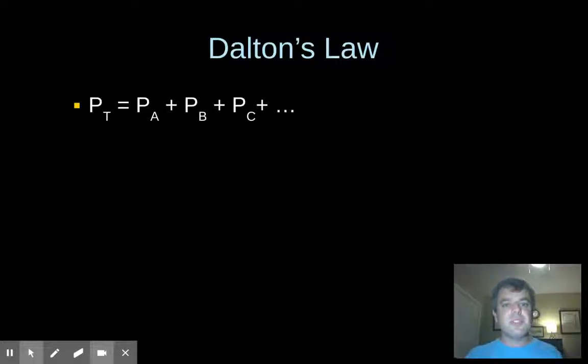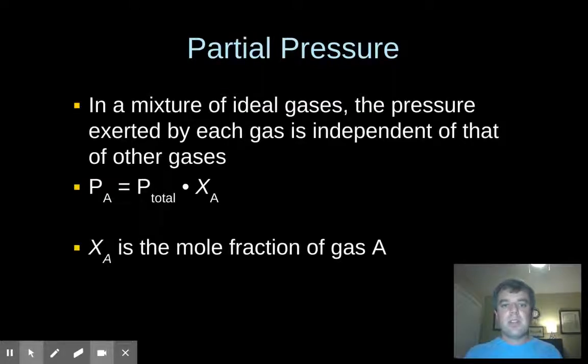And then we also have Dalton's law. Here we go. It says the total pressure equals the pressure of gas A plus gas B plus gas C. So all those pressures are additive because essentially mole fractions add up. If you add up all the mole fractions of each of the gases, it has to equal 1.